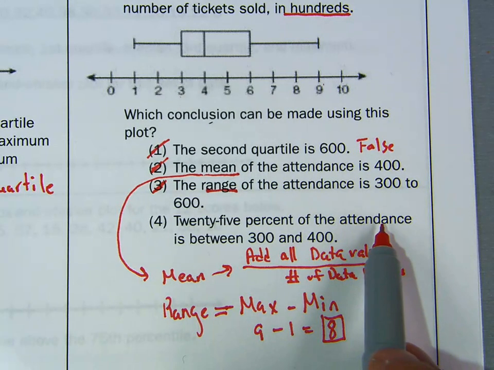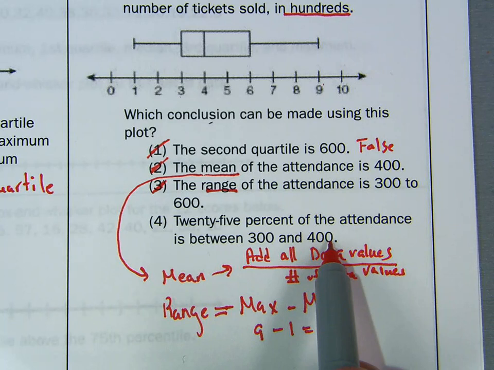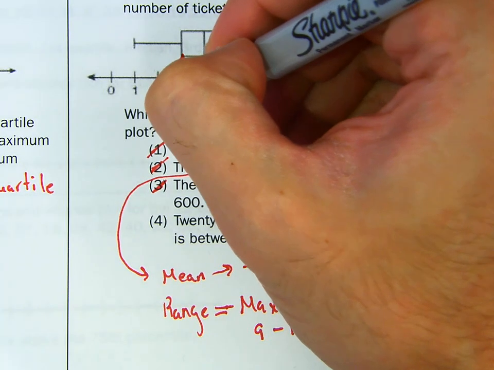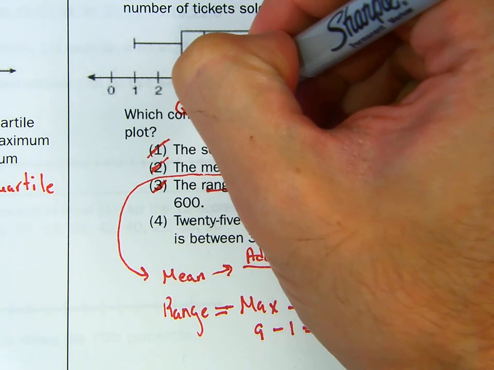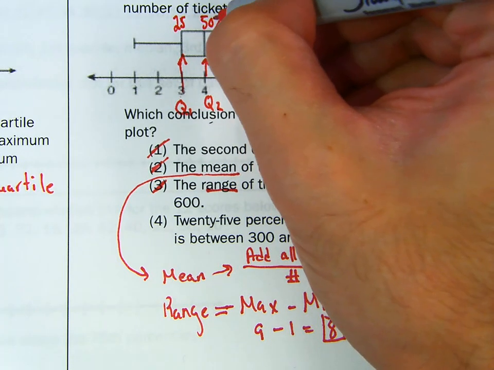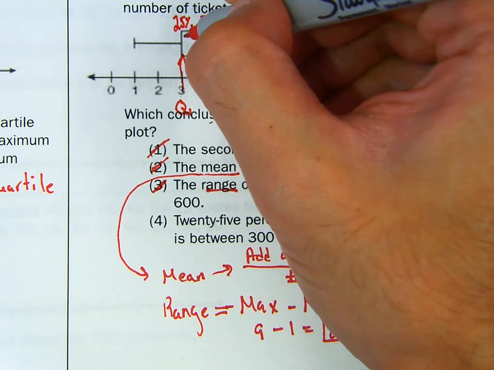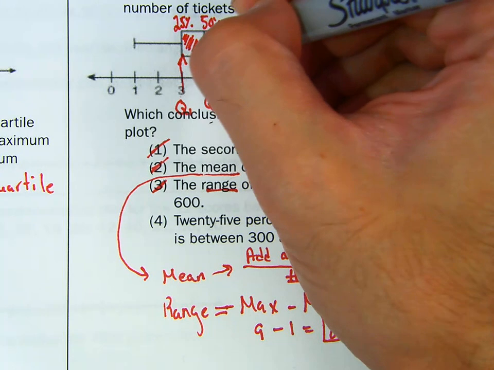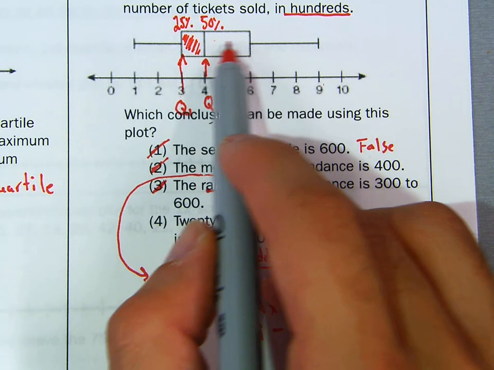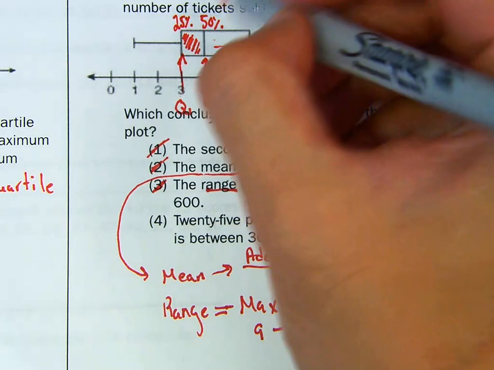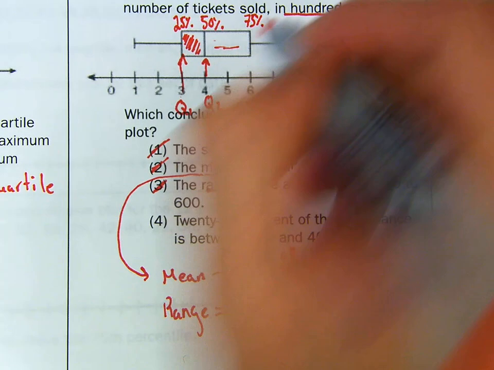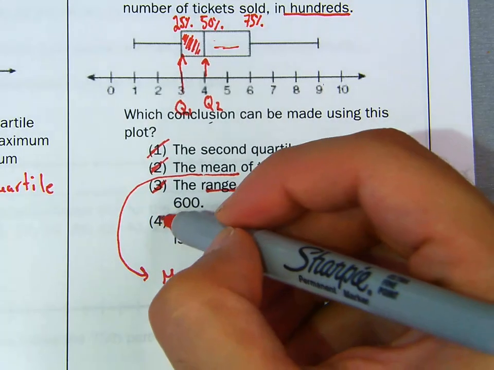25% of the attendance is between 300 and 400. And that's pretty good, because here within Q1 and Q2, this is 25% and this is 50%. So what this is saying is that 25% of my data values are here. Another 25% of my data values are here, because this is 25%, this is 50%, and that's 75%. So then this would be the answer choice.